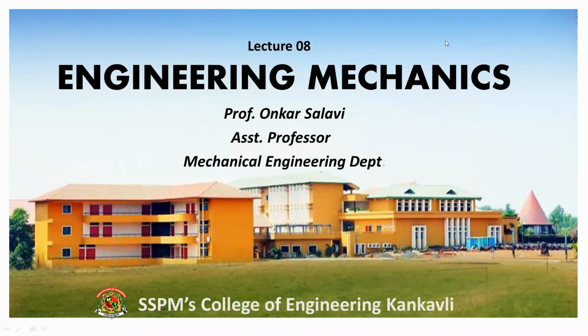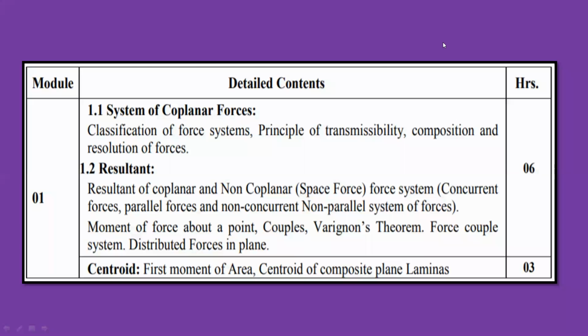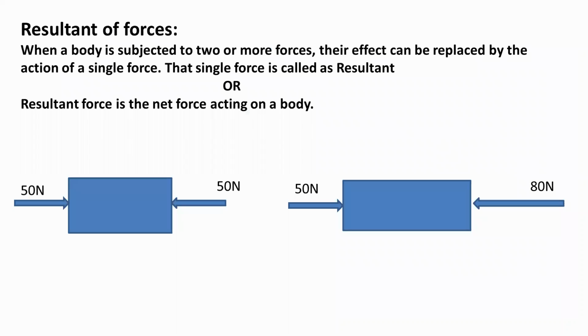Good morning, everyone. So this is lecture number 8 of engineering mechanics. During the last lecture, we were discussing the resultant of forces. So we have seen the definition of resultant. Resultant means it is the net force acting on the system or acting on any object.